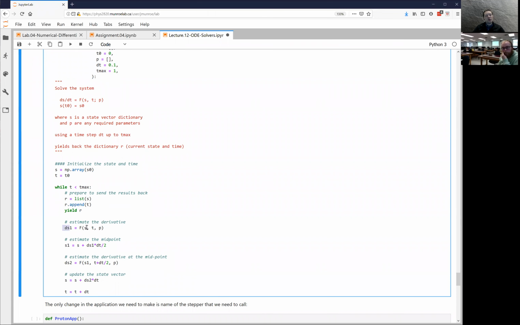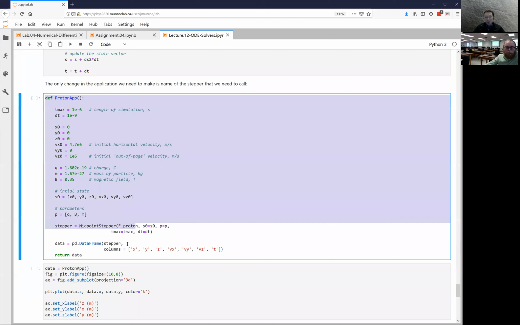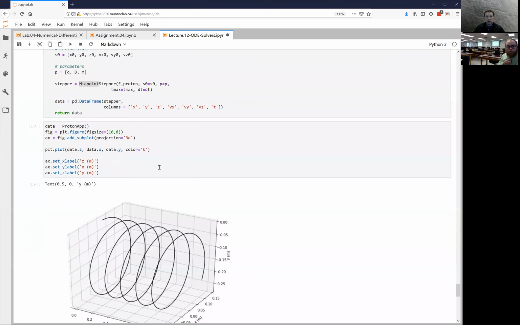What you need to do is compute the slope at the left-hand side of the interval, update the state to the midpoint, compute the slope at the midpoint, and then update the final state. So this is the sequence that every midpoint algorithm needs to do. By making one change to the application, namely taking that proton application, which I just copied and pasted, and changing one word. The only change I made was I replaced this word. It used to say Euler stepper, and I replaced it with midpoint stepper. That one change allows me to change the numerical method.